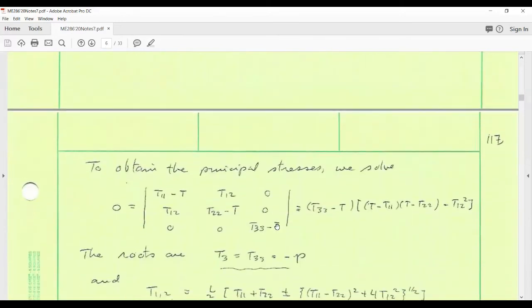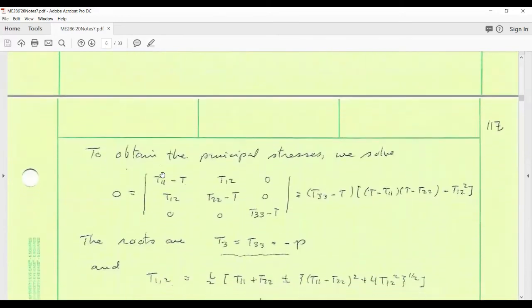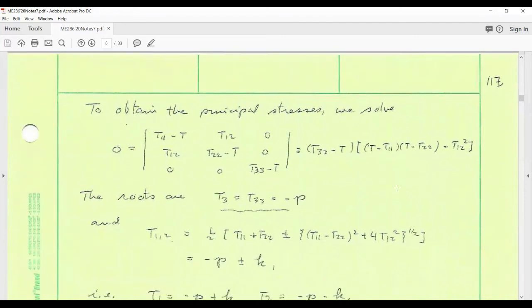And the way you get the eigenvalues is just by writing down the matrix of stress components, which in the case of plane strain is T11, T12, T12, T22, T33, and T13 and T23 are 0. Subtract T, the eigenvalue, from the diagonal, expand the determinant, and you get this cubic equation where you can factor out the linear part here.